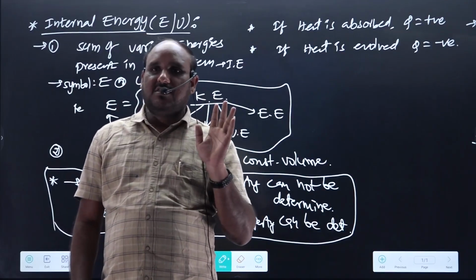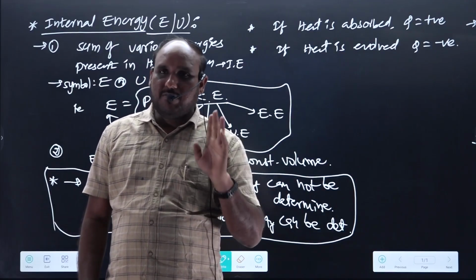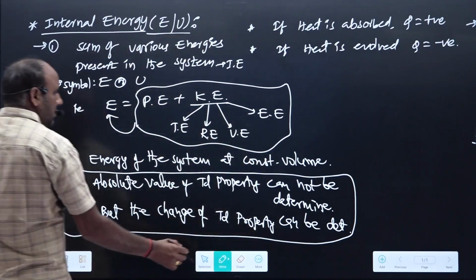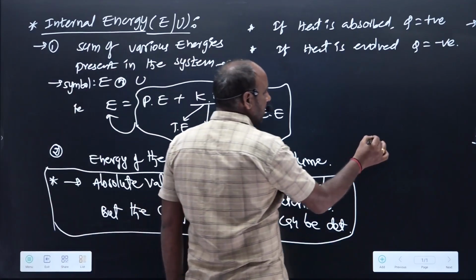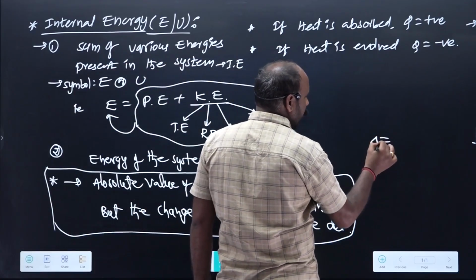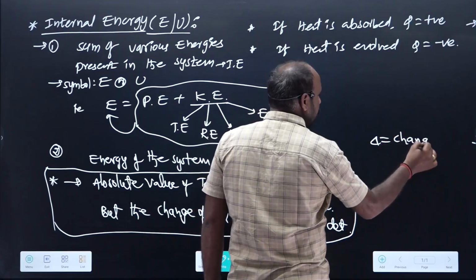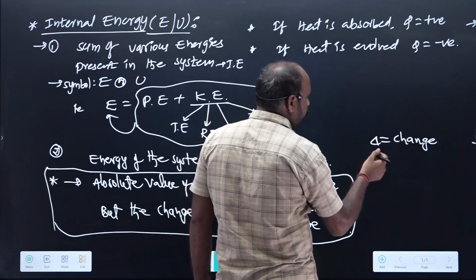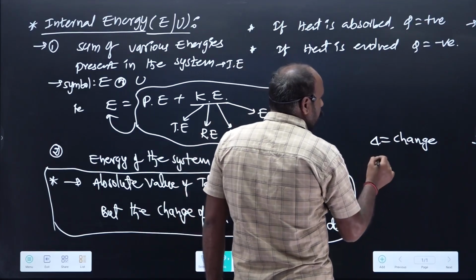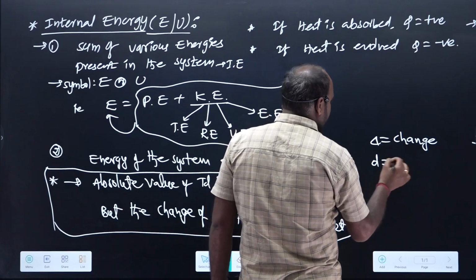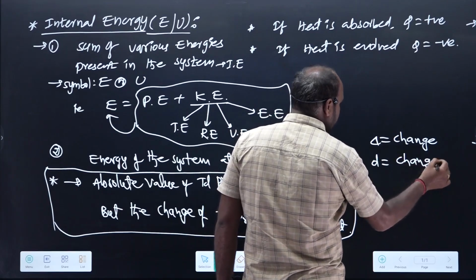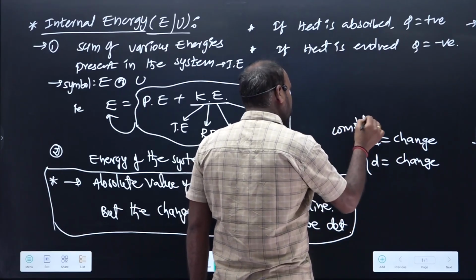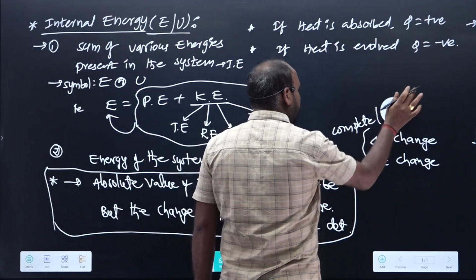Delta means change, right? Even capital D also means change, complete change. Small d, or partial d, means partial change, right? So here we have to write capital D. Delta means complete change. Whenever we use the notation delta, it means change, right? So these two are about complete, or else large, change.